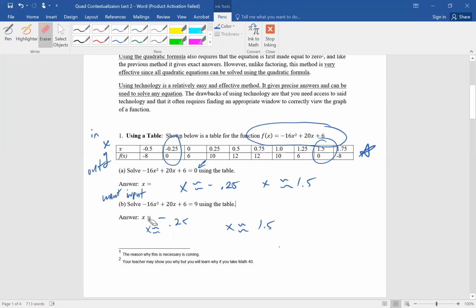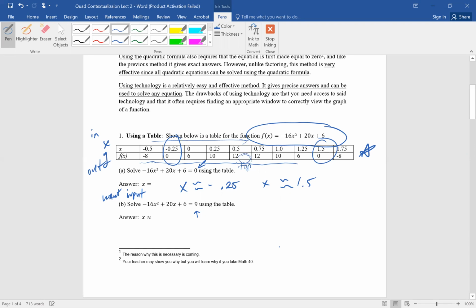But the next question is to solve the same function when the output's 9. The whole goal here is practicing these different varieties of methods. If I want to figure out when the output is 9, I have to notice what's happening as my input goes up from 0.5. As my input goes this way, watch my values. I go from a negative output to 0 to 6 to 10 to 12 to 12 to 10. In other words, I go up and I come down, so the maximum is somewhere in here.